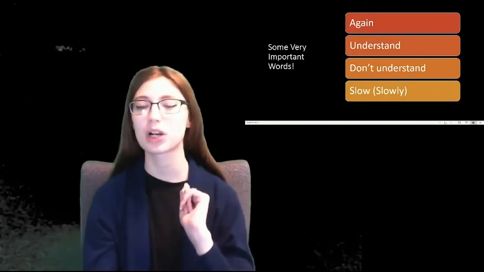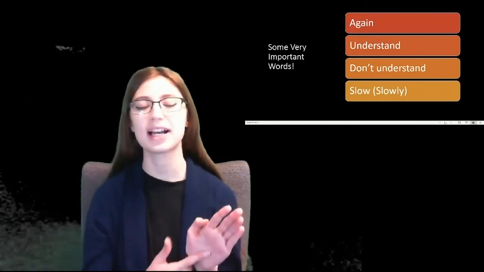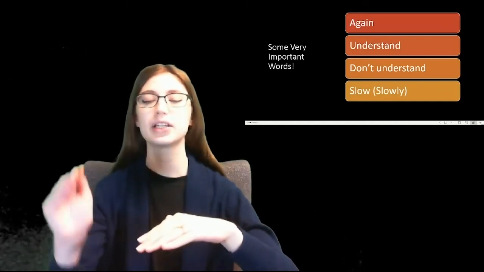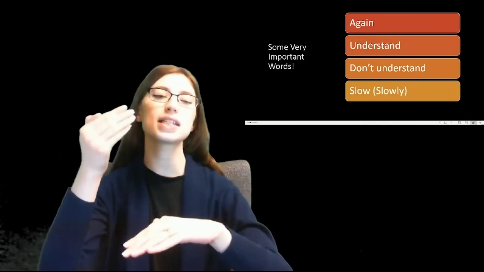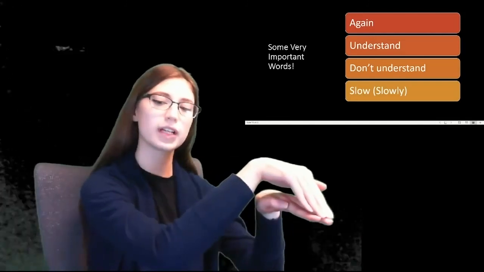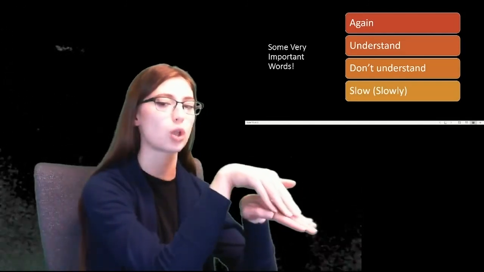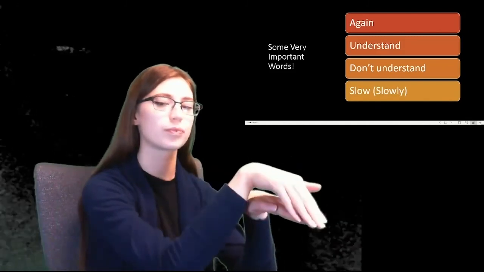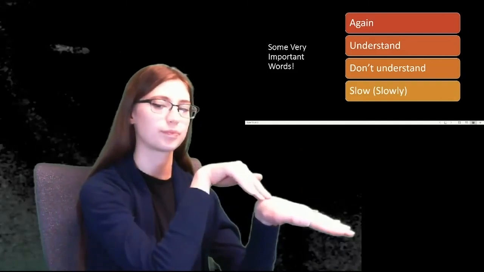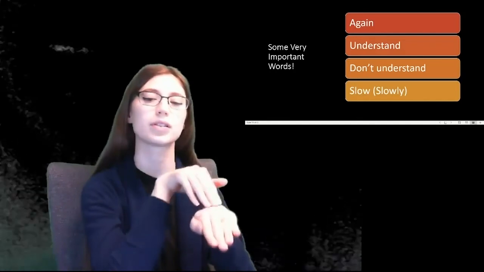And then the last word is slow or slowly. So for this, your non-dominant hand is going to be in an open B handshape, palm down. And then you're going to take a slightly bent handshape with your dominant hand. You're going to start at your fingertips and slide back to your wrist. Slow. Slow or slowly.